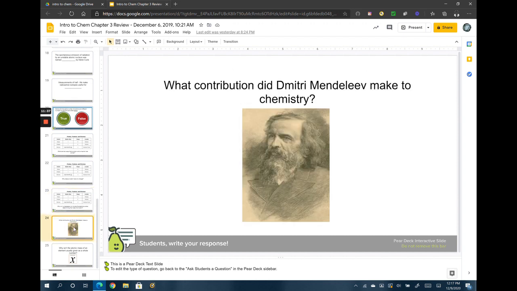What contribution did Dmitri Mendeleev make to chemistry? And we know that he was the first person to come up with the periodic table. He created the first periodic table.